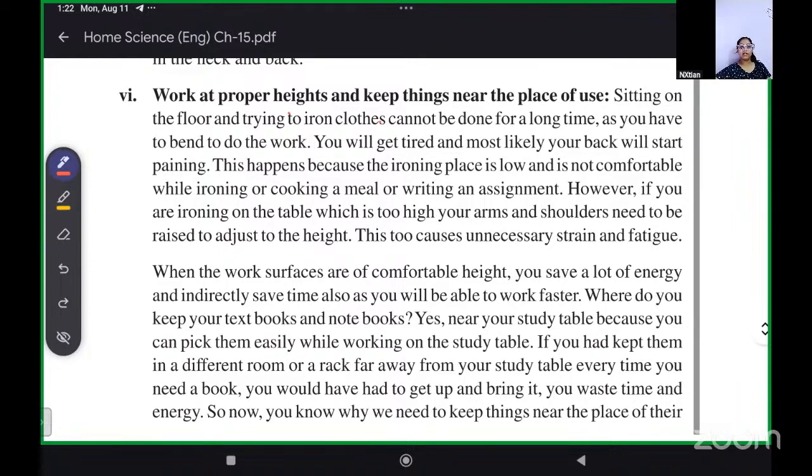strain our back. Imagine sitting like this and writing while keeping the paper on the ground. No, we cannot do that for a long time. Cooking also and ironing also. So keeping things at a proper height is very important. Using a table, we keep the things at a proper height and then do them so that our back doesn't pain. Also, keep things near the place of use.